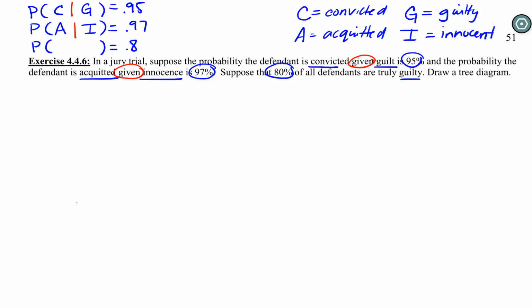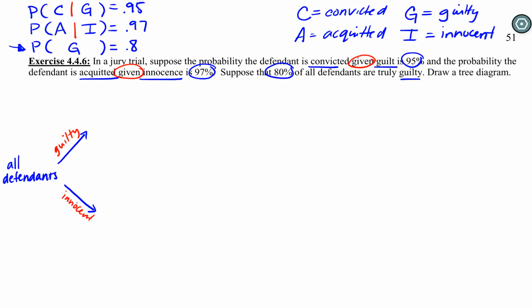And then the last thing, 80% are truly guilty. So this is what we are going to do our first initial split on, because that's the thing that takes all our defendants and splits them into two possibilities. We cannot split on convicted versus acquitted because we don't have that information. So option 1, the defendants are guilty. Option 2, the defendant is innocent.